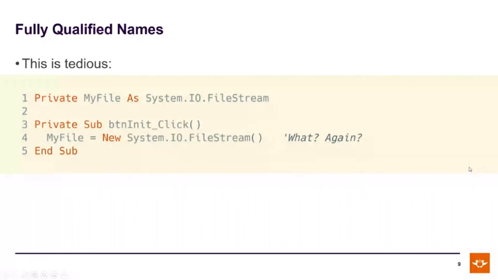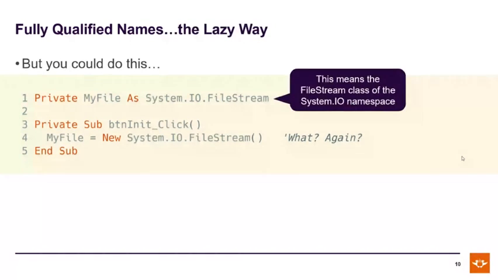Now, I know as things go along, you will have to type a lot in your programs in any case, but the more we can simplify it, the better it will become. So this means the FileStream class of the System.IO namespace. So the System.IO namespace is where the FileStream is located.